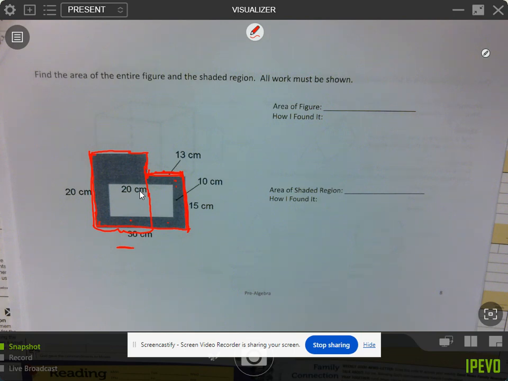Find your 2 small rectangle areas, add them together, and you get that whole rectangle or whole goofy shape. That's the area of the figure. So you need to show your math that you're doing.